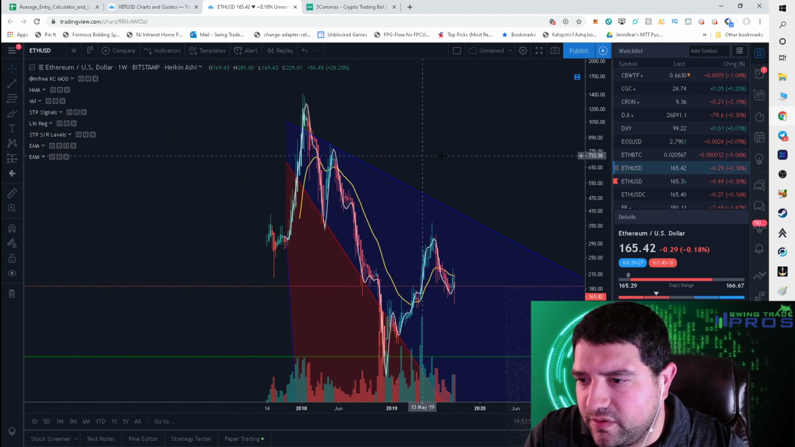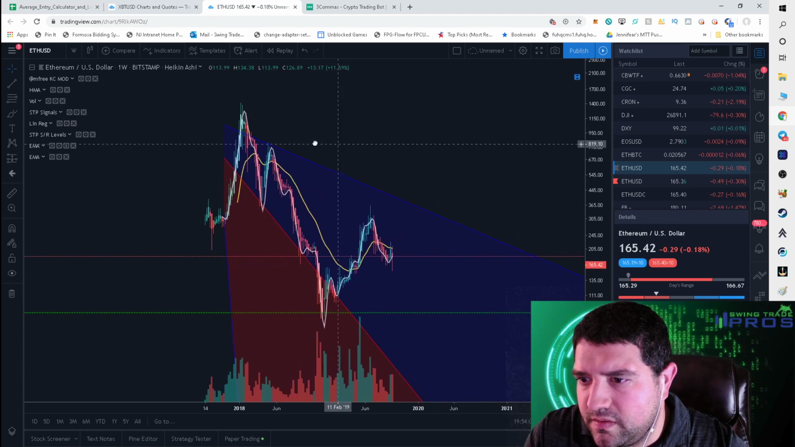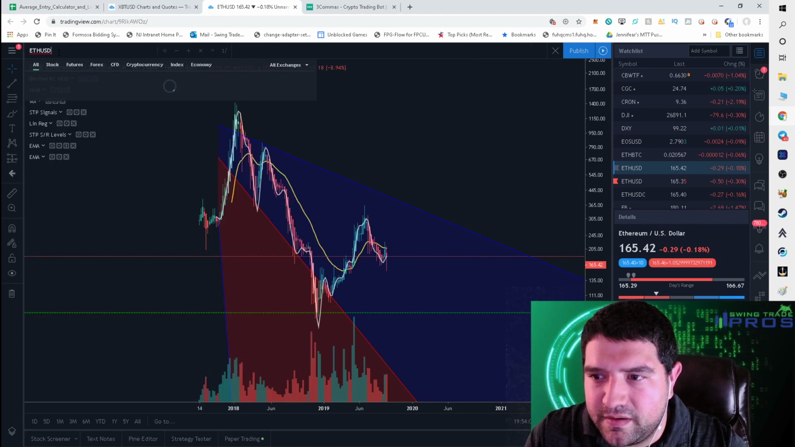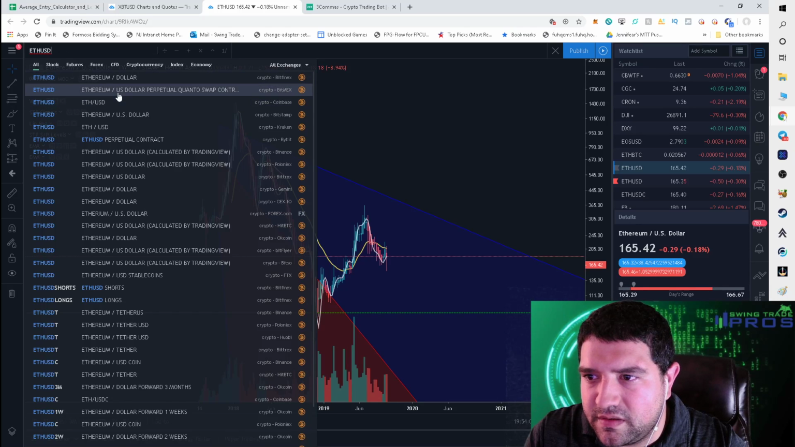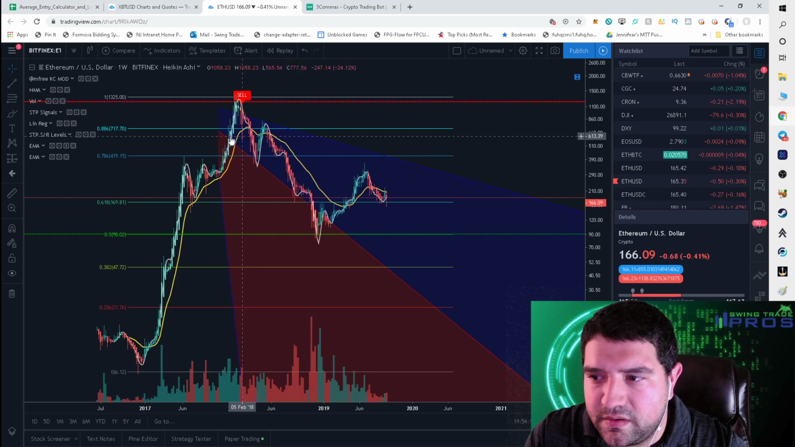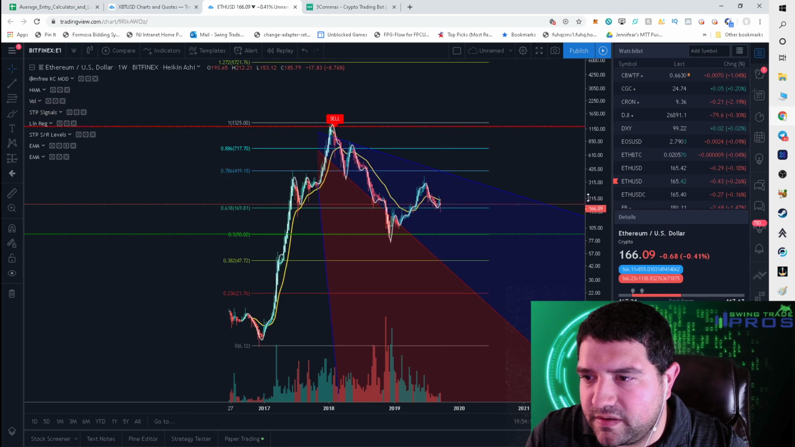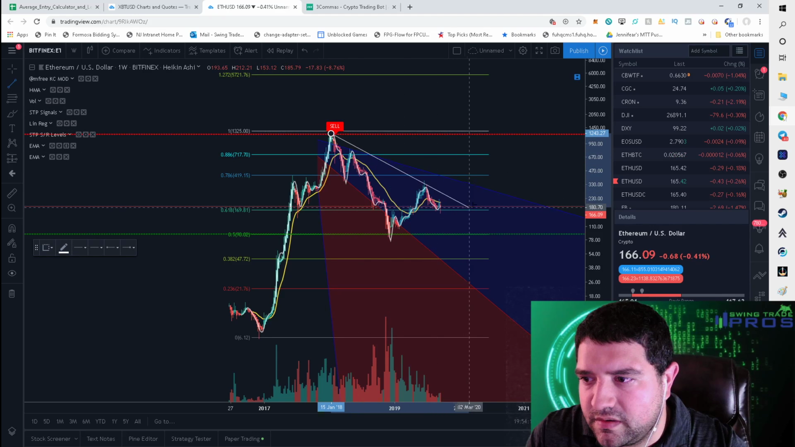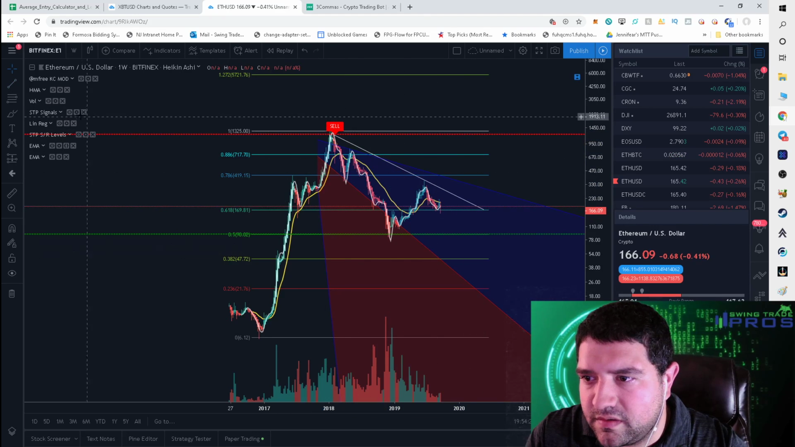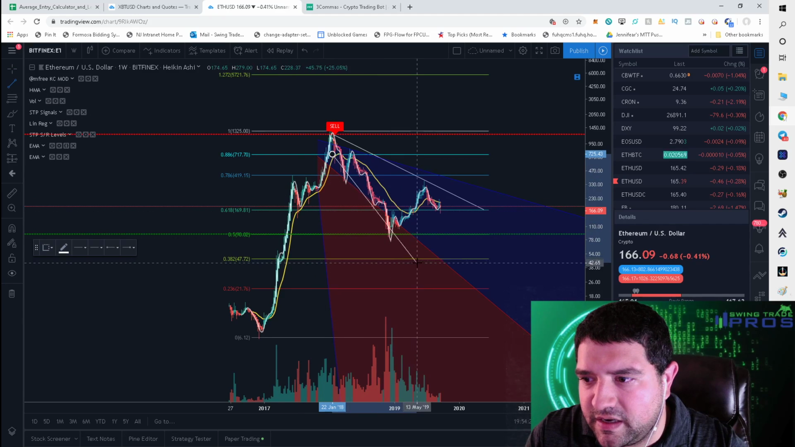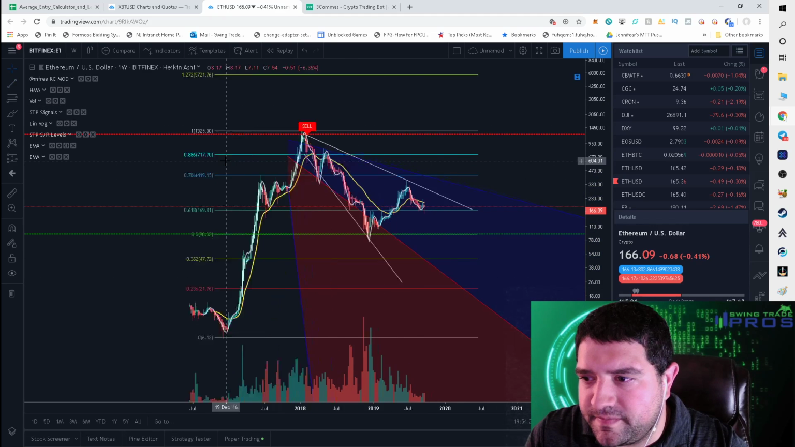Let's take a look at ETH real quick. This actually looks pretty bad. I mean, let's go to, I think Bitfinex has the most data. So this to me looks like a, I mean, there is a case that this is a descending broadening wedge, right?